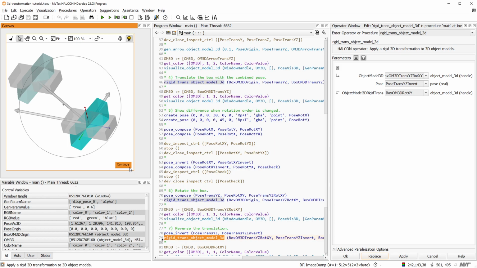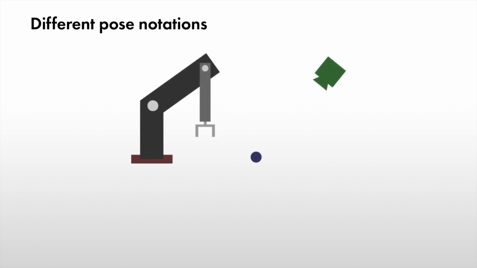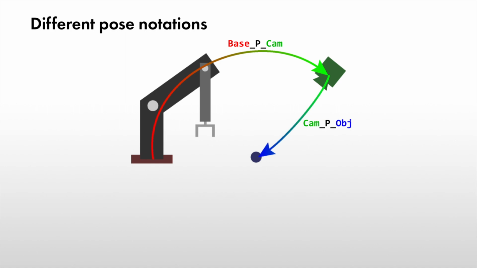Inverting poses is used often for another use case as well. Poses are frequently used to describe the position of one object in relation to another. For example, to describe the position of the camera from the robot's perspective, we commonly use this notation. You can interpret this notation as an arrow pointing from the first object to the second. This pose describes the position of the object as observed by the camera. With these two poses, we can compute the pose of the object as seen from the robot.